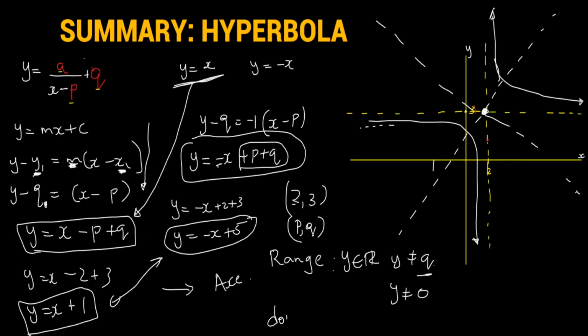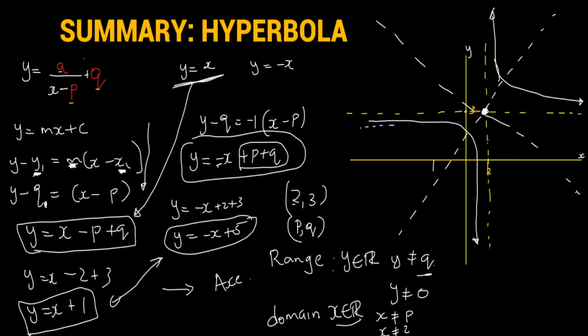And then we go to the domain. Similar to the range, we said x is an element of real numbers, but x cannot be equal to the value of p. And in this case, p is 2. So our answer is x should not be equal to 2, but it can be an element of real numbers. And we've covered everything. So from the equation, which was 4 over x minus 2 plus 3, you can know what your asymptote is, what your axis of symmetry is, and you can find your range and the domain. It works in a similar way.